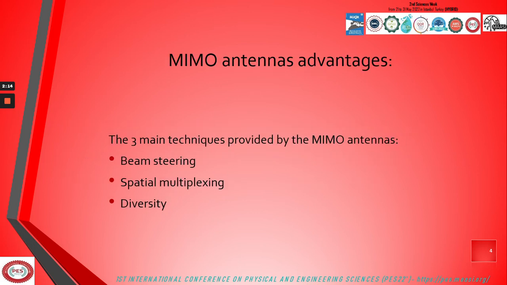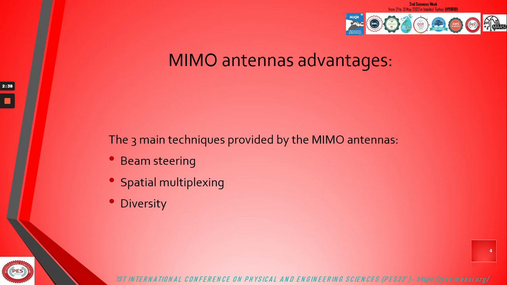Now we'll move on to the MIMO antenna advantages. We will start with a brief definition of MIMO antenna. MIMO stands for multiple input, multiple output. Essentially, it allows multiple streams over the same data channel. MIMO has many advantages, but here we will mention the three main ones.